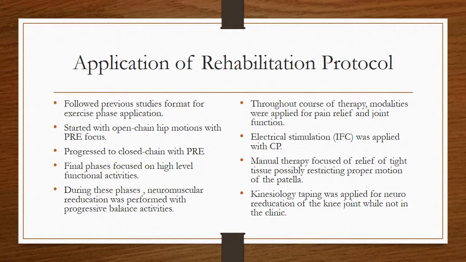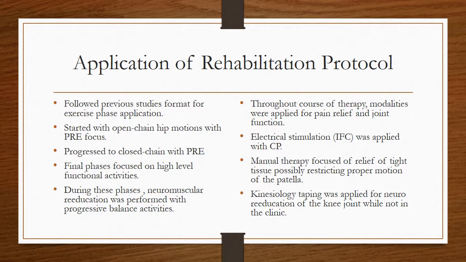So with all that in mind, we figured we had the information we needed to be able to apply the best plan of care for this patient. We followed along with the previous studies' formats. Most of them focused on open chain motions in the first phase, with progressive resistive exercises continuing into the next one, where they stepped into the closed chain, again focusing on progressive resistance as the patient could tolerate, and finishing out with either high-level functional activities or return to sport specifics.